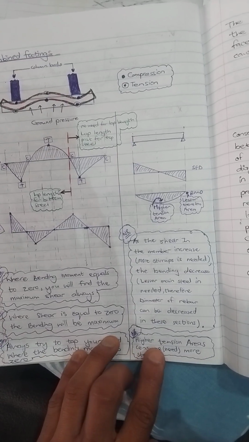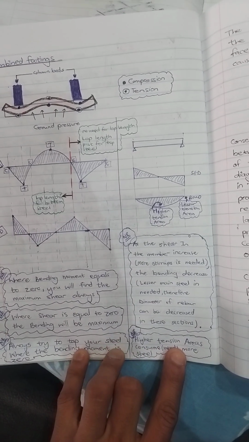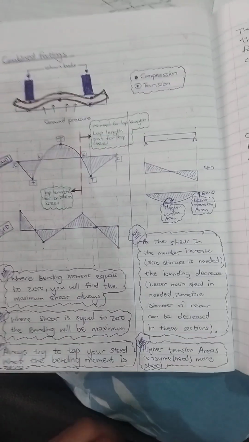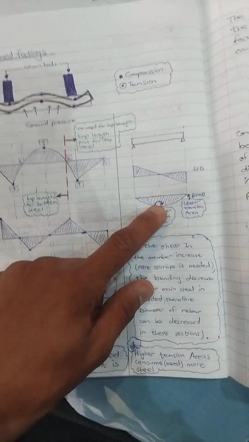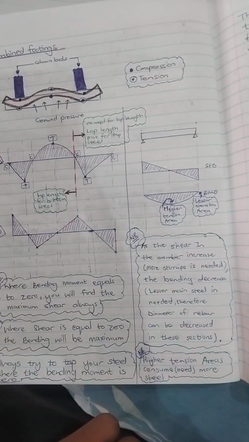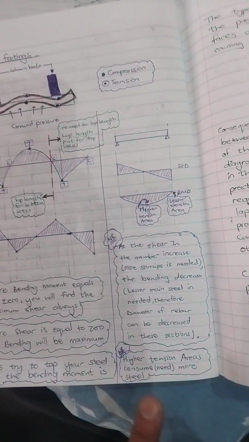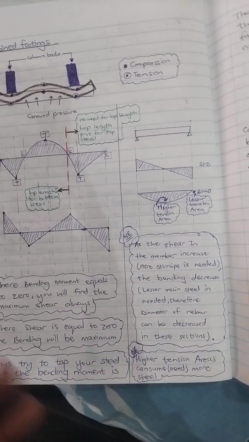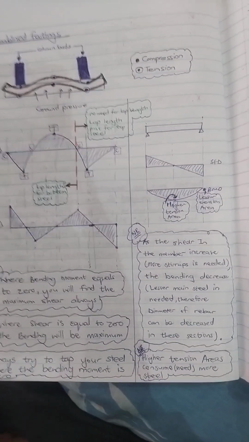And then we say higher tension areas consume more steel, because concrete is weak in tension but strong in compression. So when we have high tensile areas, we put in more steel. That's to counteract the tension.